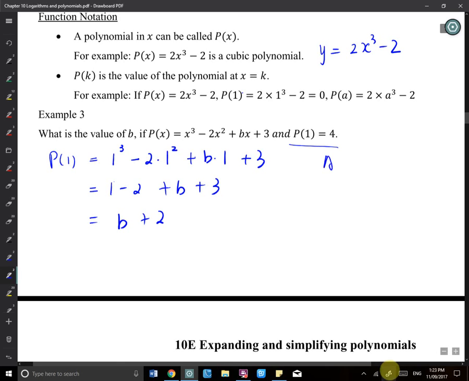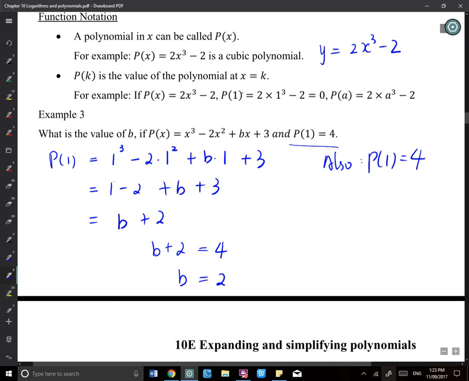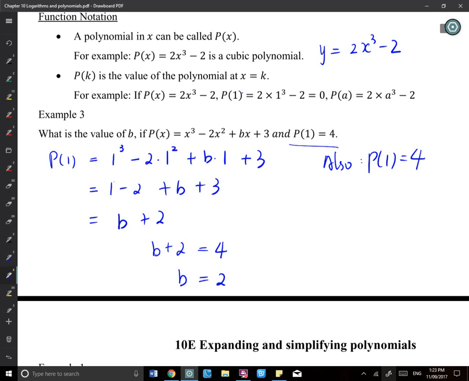Also, you know that P(1) equals 4. So what I will have is b plus 2 equals 4, and b equals 2.